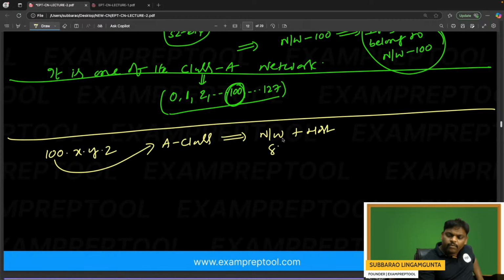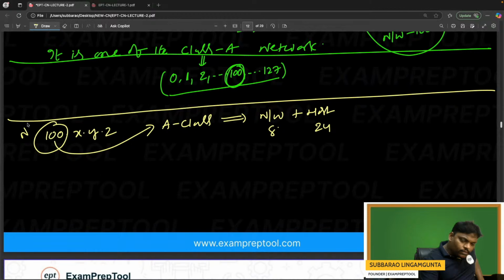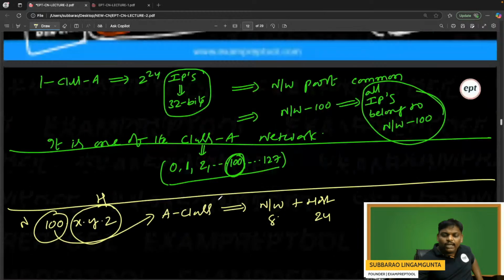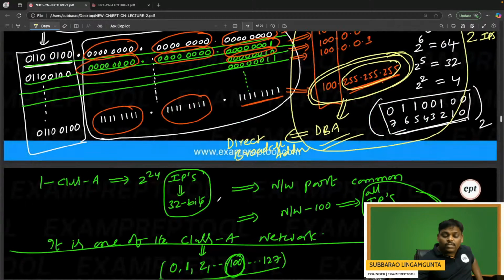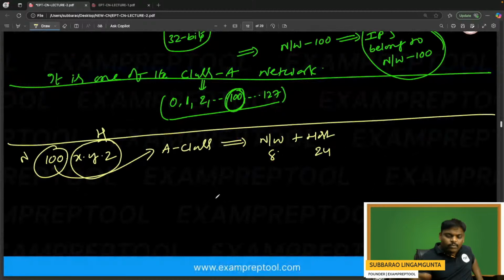Network part is 8 bits, host part is 24 bits. So this is the network and this is the host. I think everyone knows, we have written it already. See this one, 0110 0100. Let me write it now.